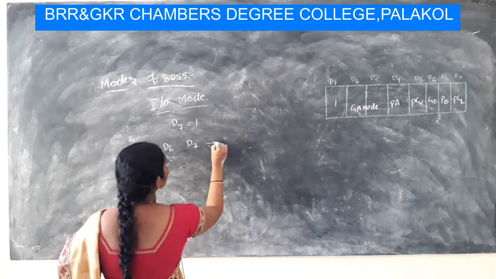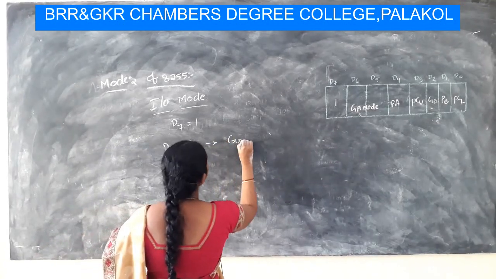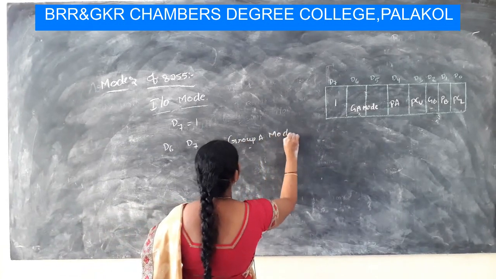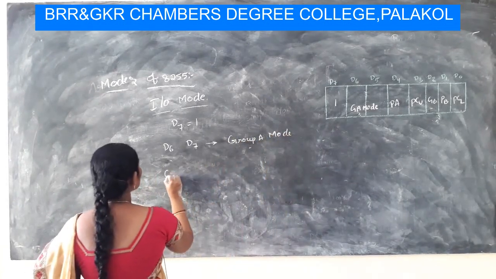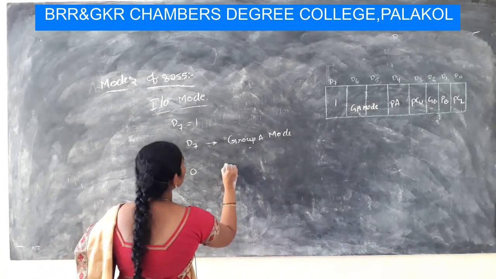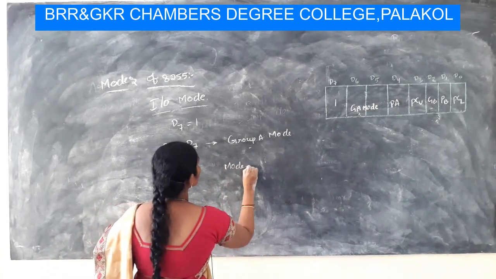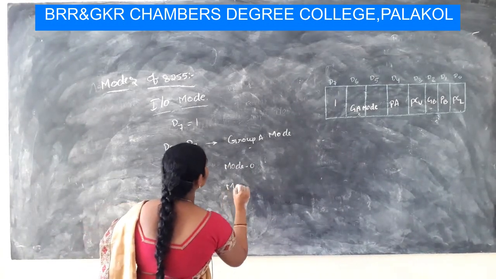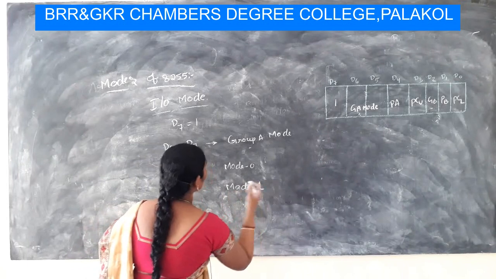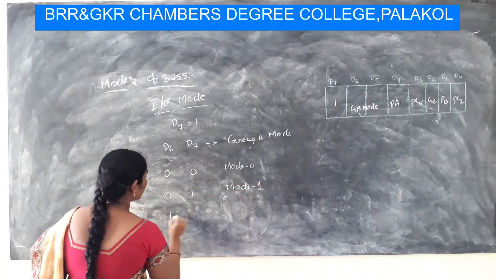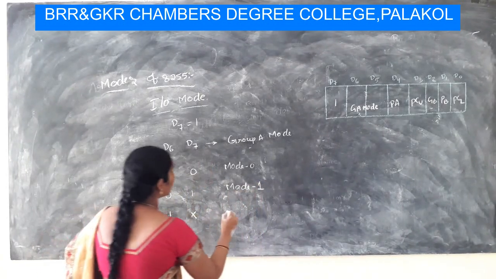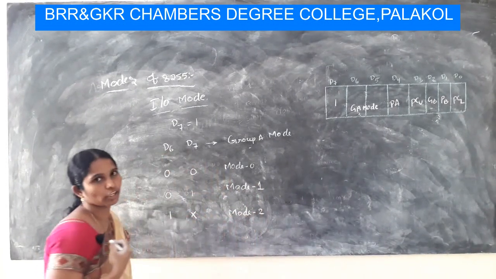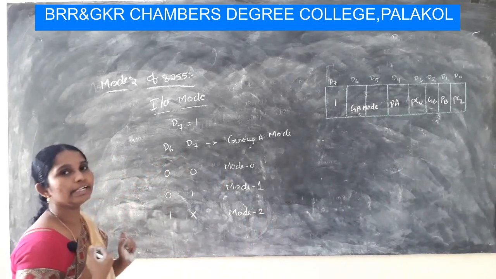These two belong to group A mode. When these two bits are 0, 0, it will perform the mode 0 operation. When it is 0, 1, it will perform the mode 1 operation. When it is 1 and don't care, it will perform the mode 2 operation. So that is for D6 and D5.